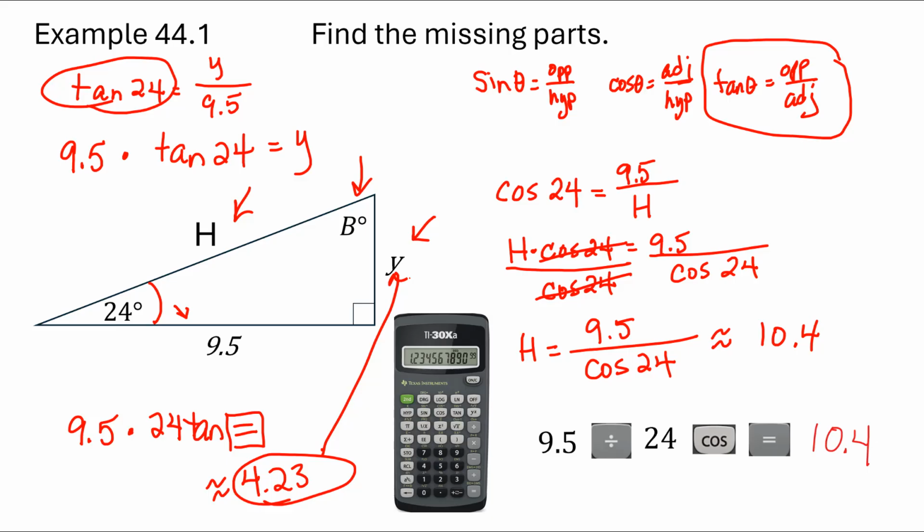All right, now b. There are two ways I can find b. The easiest way is just to remember that the angles in a triangle add up to 180, which means that 24 plus b plus the 90-degree angle should add up to 180. So 24 plus b is 90, which means that b is going to be 66 degrees.